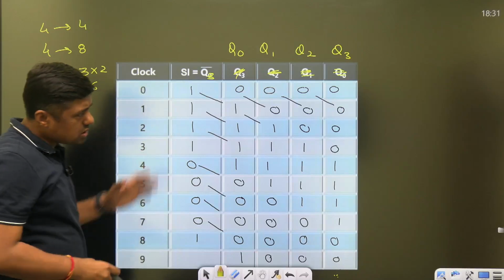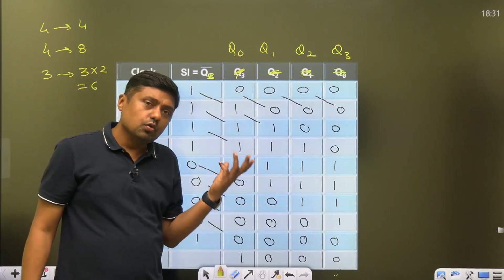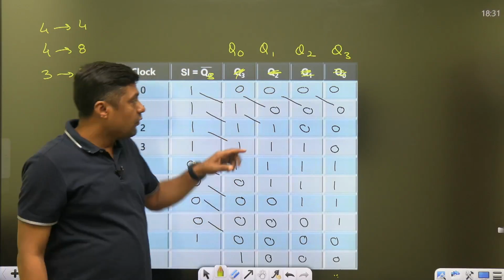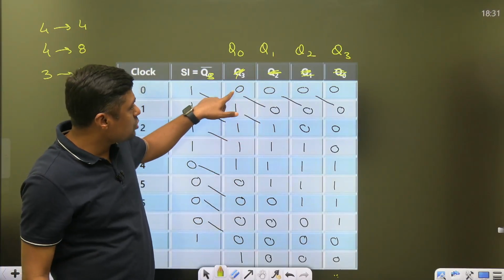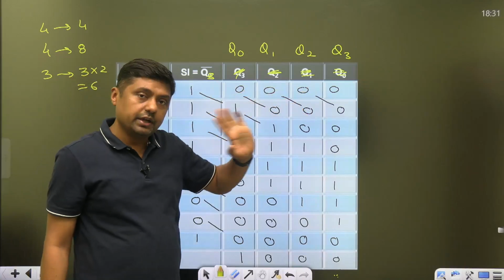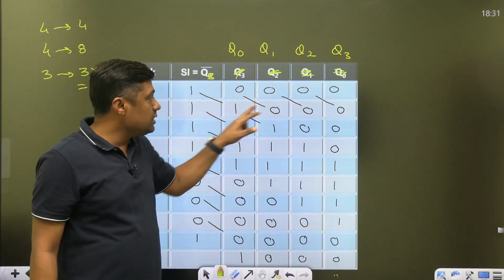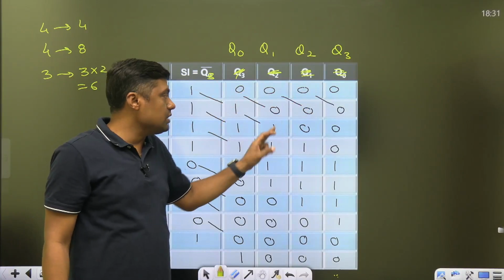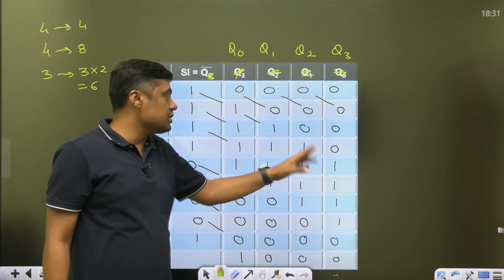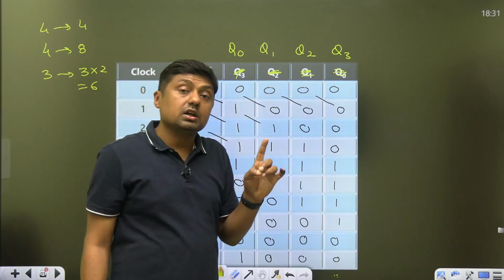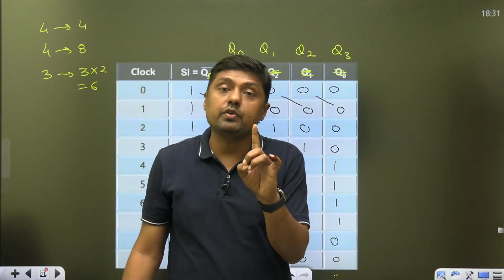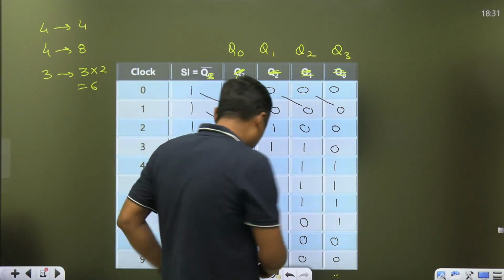Now guys, watch it carefully. In the Johnson counter we don't get a single one at a time. For example, in the first case it is all 0, 0, 0, 0, right? What is the second one? 1, 0, 0, 0. Third one, 1, 1, 0, 0. Fourth one, 1, 1, 1, 0. But in the case of the ring counter, at a time we are getting only a single one. You can compare.